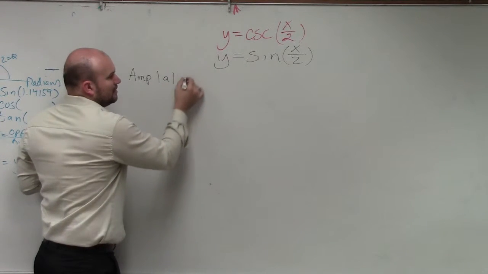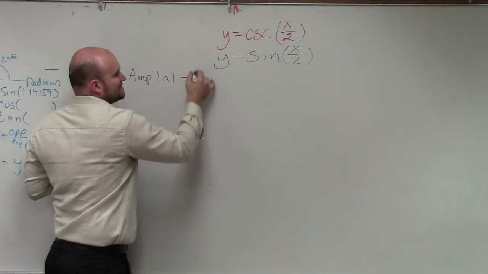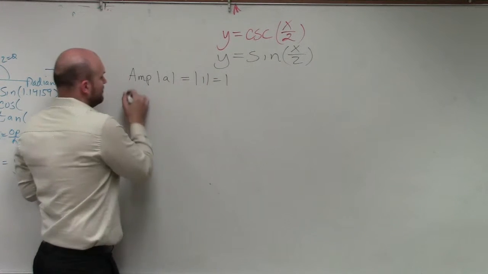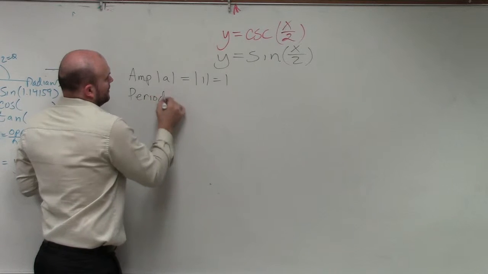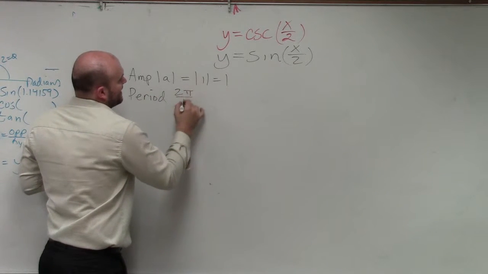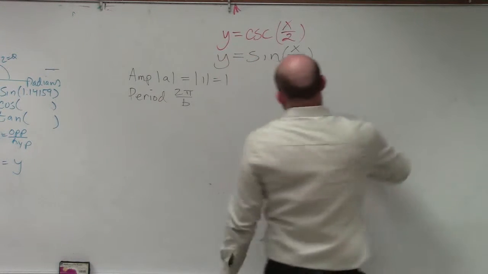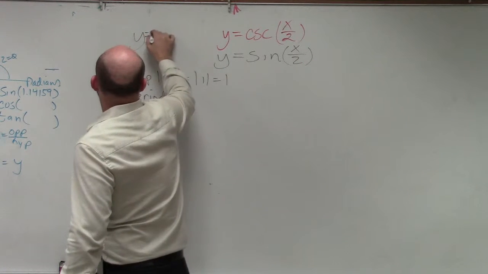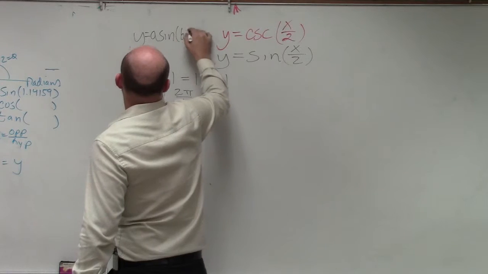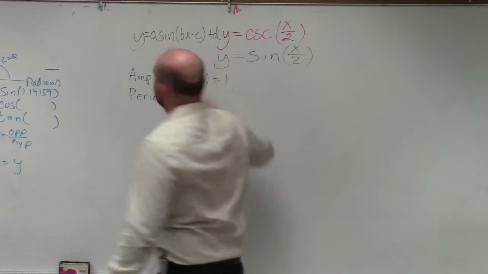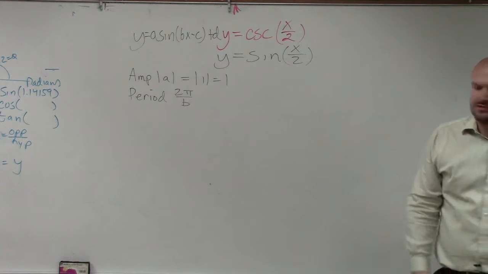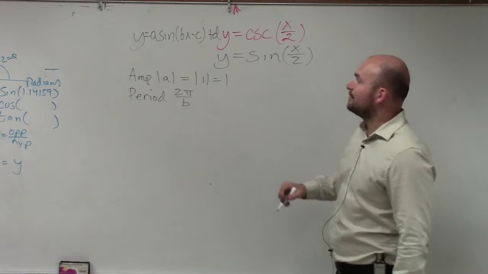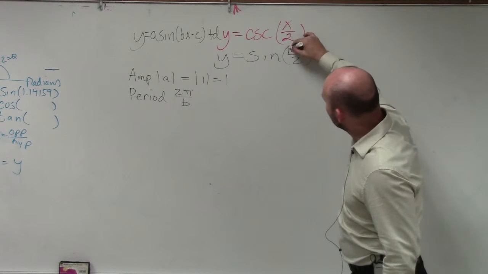Amplitude, in that case, is 1. Period is 2 pi divided by b. If you remember where these came from, this is y equals a times sine of bx minus c plus d. I gave you that, and it's also in your notes. So 2 pi divided by b, where b is the number in front here.